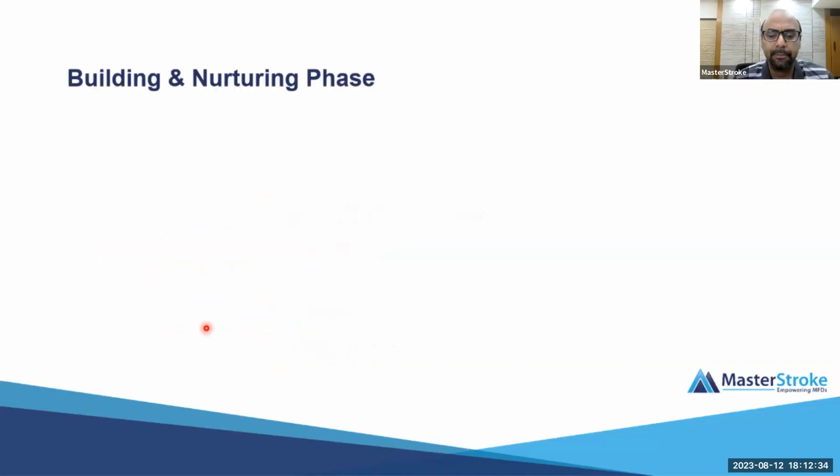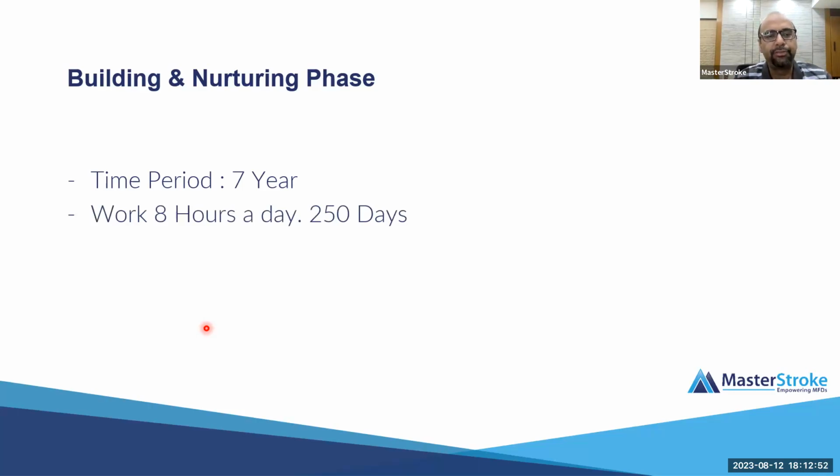building and nurturing phase. As is relevant, this time period is 7 years. So 3 years of starting, the plant has grown out of the earth, the seed has started blooming, and now it is going to gain strength, 7 years. During this period of 7 years, you are allowed to work 8 hours a day, 250 days.